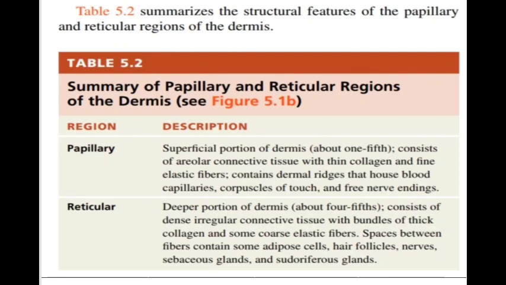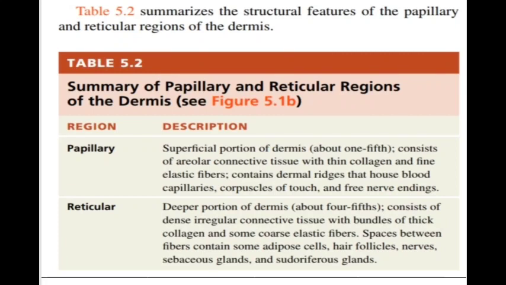fibers. There are some scattered fibroblasts, there can be some wandering macrophages as well. Some adipocyte cells can also be found in the deepest part of this reticular region. The collagen fibers in this region form a net-like arrangement that is responsible for the extensibility and elasticity of the skin. Blood vessels, nerves, hair follicles, the other glands, they occupy the space between these different fibers. This was all about dermis, which consists of mostly fibers and lesser cells.